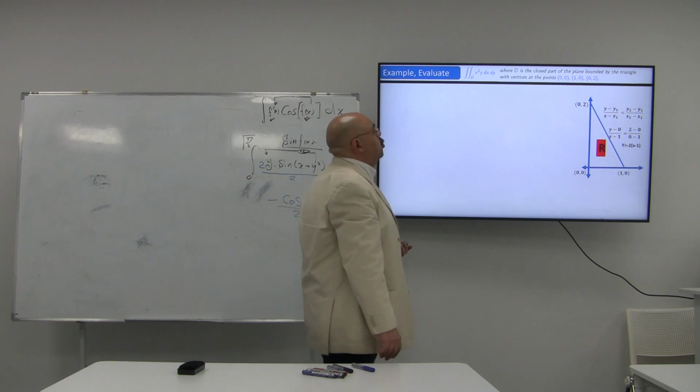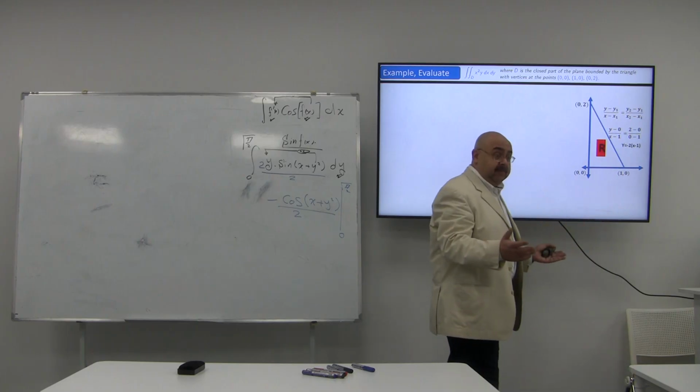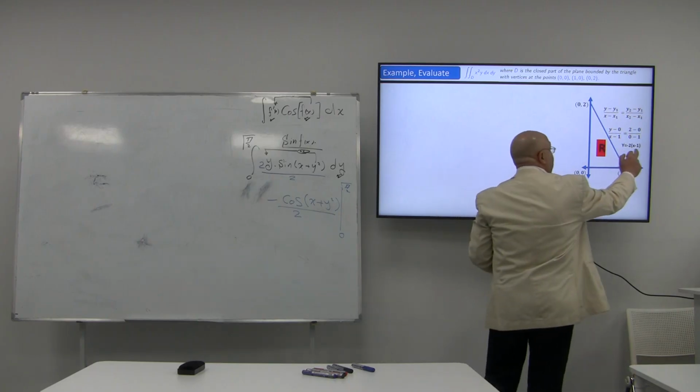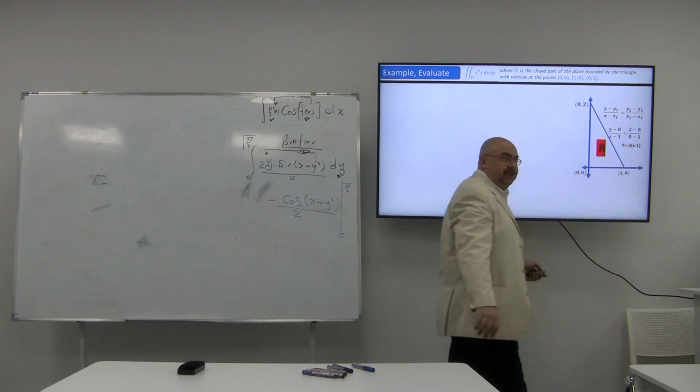I believe, let's go dy dx. So as I told you, it will make no difference. But since I have y as a function of x for the exit, I will consider dy.